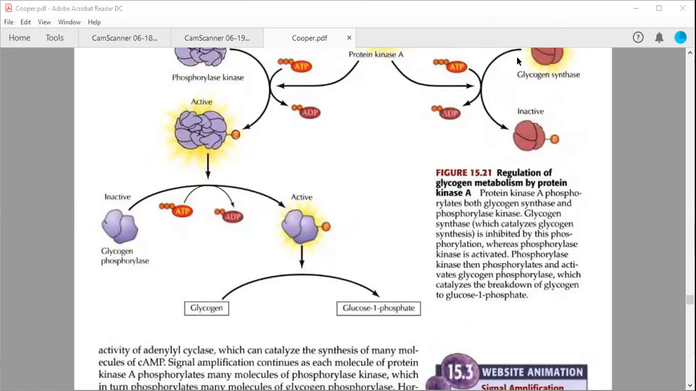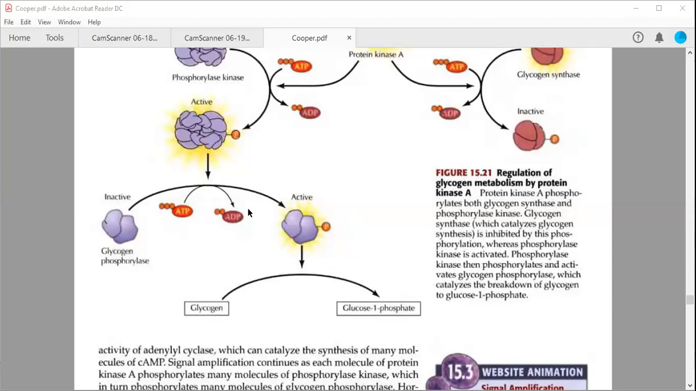So Shreya is asking, is epinephrine an intracellular hormone? Yes, it is a hormone, and it is also a signal molecule which works by GPCR signaling. So we have seen this, we discussed it.